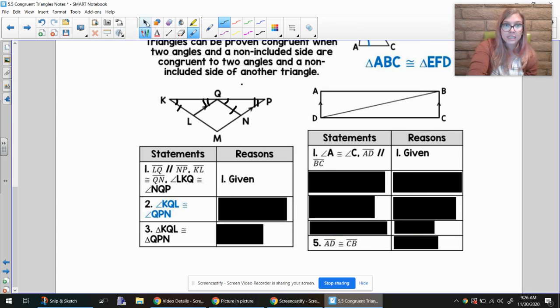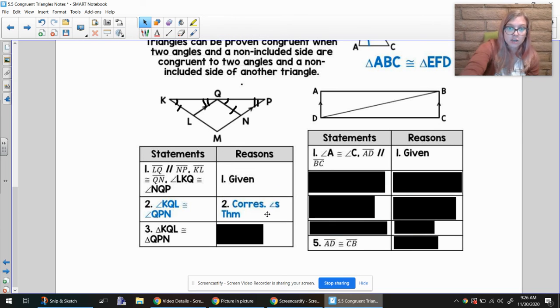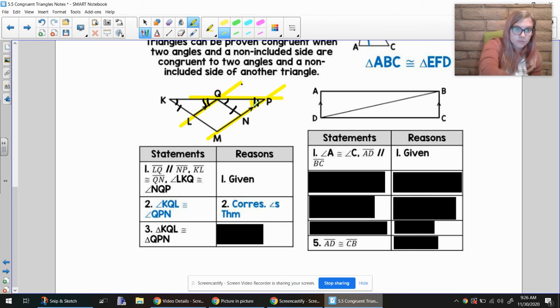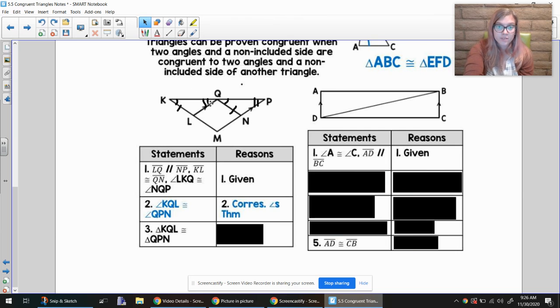We know that those angles are congruent because they are corresponding angles. It's kind of hard to visualize, so I'm going to use my highlighter to help. But if we have a parallel line here and a parallel line here and a transversal here, then these two angles are corresponding. Now we can say that the triangles are congruent because we have angle, angle, side, angle, angle, side.